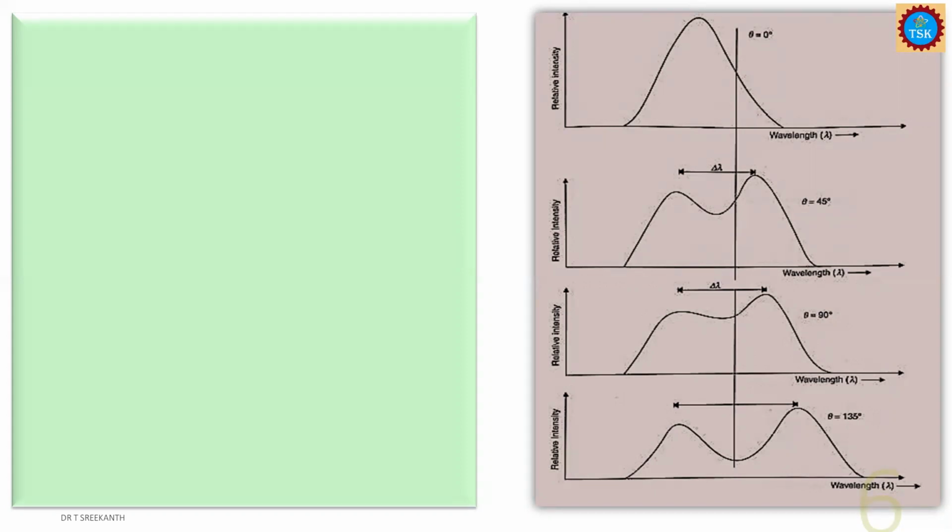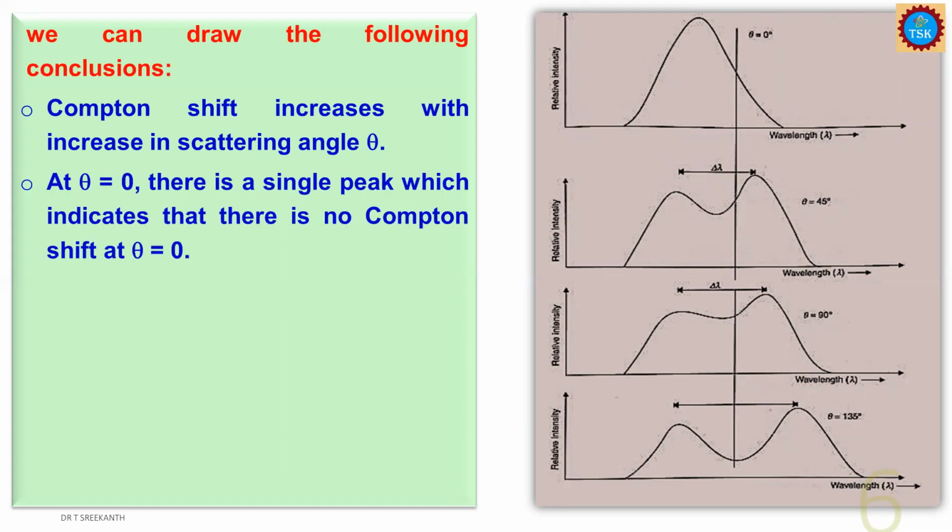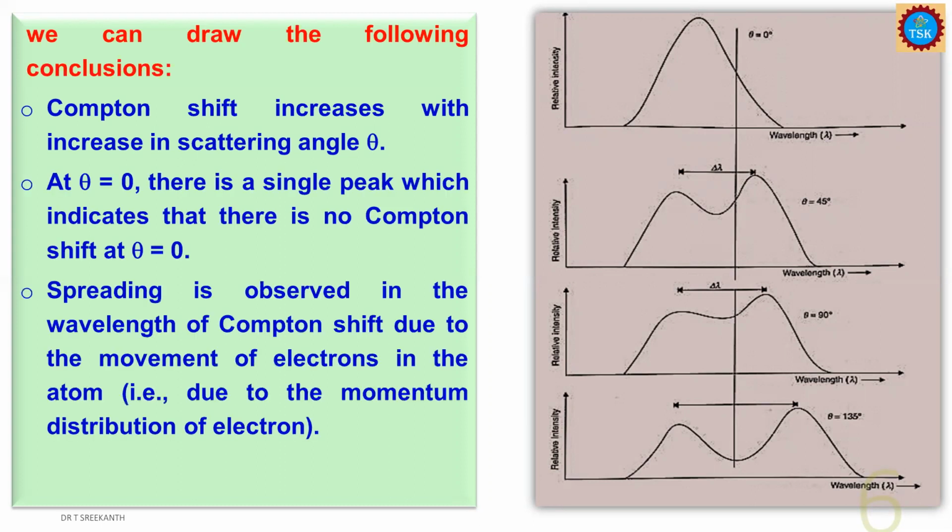It means that the Compton shift increases with increasing angle. It is observed that the Compton shift is 0 at 0 angle, and the Compton shift increases with increasing scattering angle.